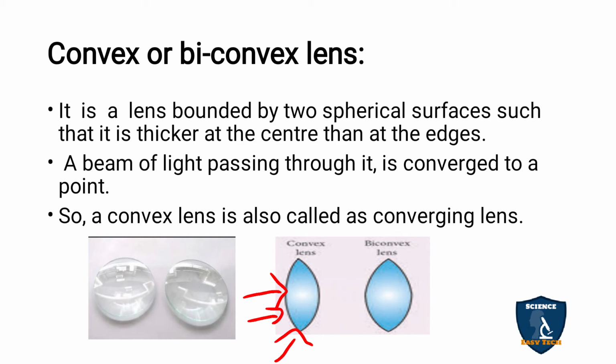This convex lens is also known as a biconvex lens. The presence of two convex surfaces is known as a biconvex lens. That means it is thicker than the convex lens. You can see in this diagram, it is thicker than the convex lens, and you can see the sample of the lens I have given here. In the middle it is thick and at the edge it is thin.